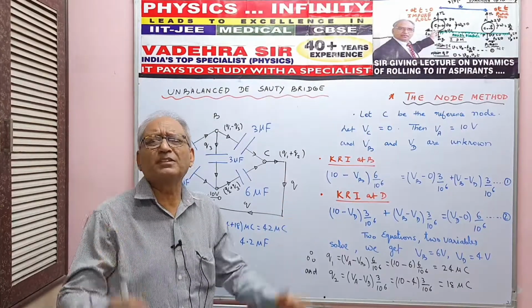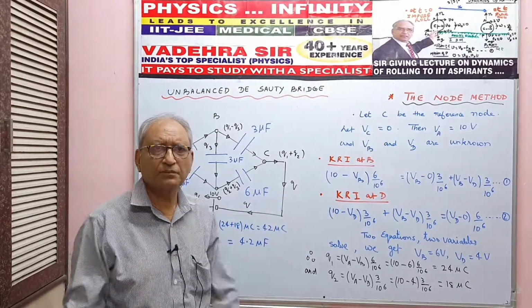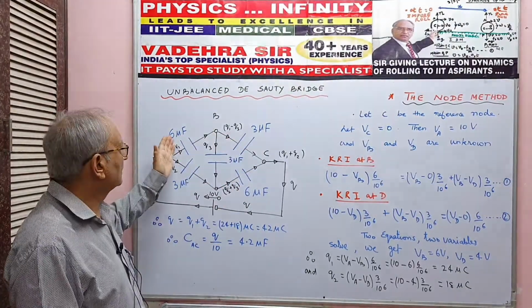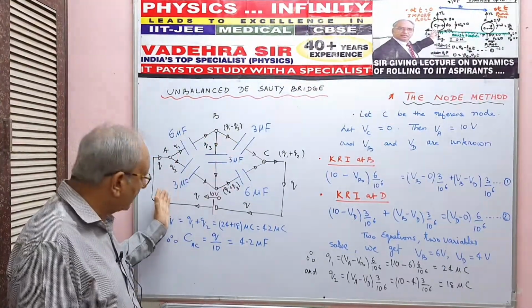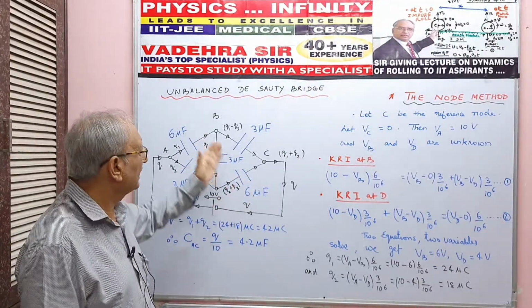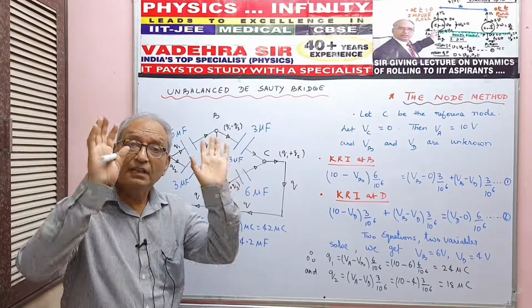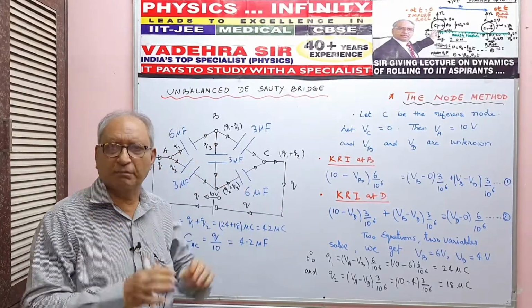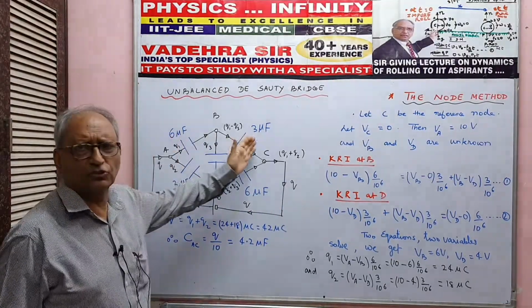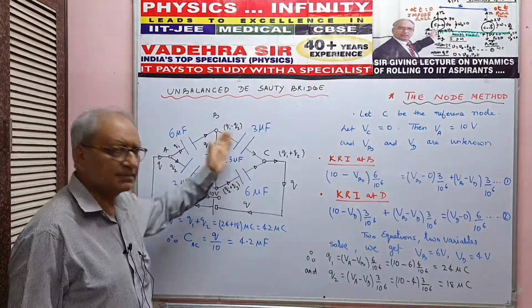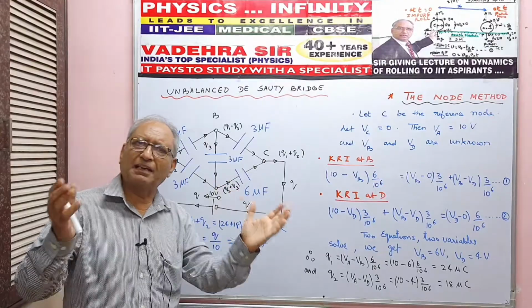For the balanced one, it would be so simple. For example, now I have given the 5 capacitors, 6 microfarad, 3 microfarad, 3 microfarad, 6 microfarad, and in between of course it is 3 microfarad. If this was a balanced de Sauty bridge, like if this was 6, this was 12, this was 2 and this was 4, so this upon this is this upon this, then it is a balanced bridge.